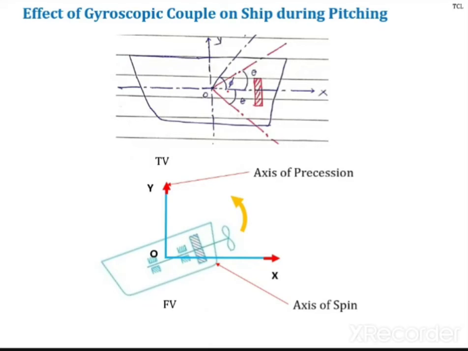Theta is the angular displacement of the axis of spin. What is axis of spin? Whoever asked the question, tell me, what is axis of spin?